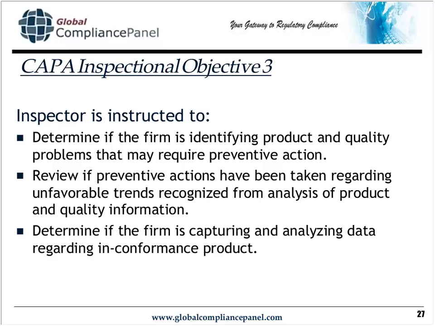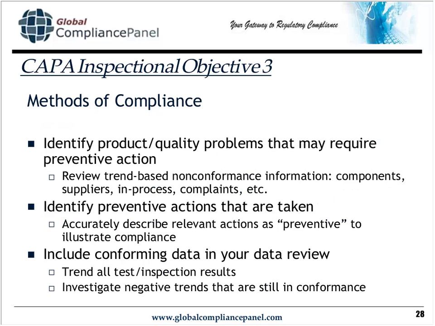So while your action limit may be actually a rejection or a trend for rejections, your alert limit might be X% above that. So when the trend starts to go down, you are analyzing in-conformance product to take preventive action to stop something from going out of compliance. So what you want to do is identify all of your problems that may require preventive action, and as I said earlier, look at your trend-based nonconformance information. Also, as I said earlier, you're going to have taken preventive actions.